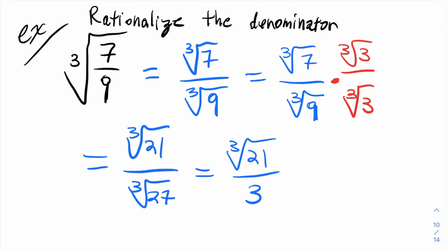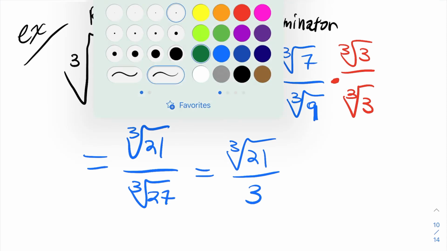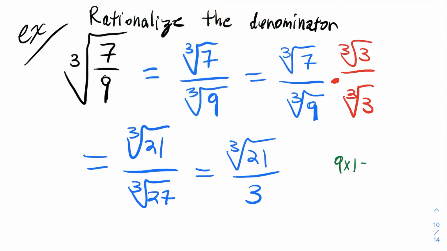So I was just looking through the list and I said, hey, 9 times 1 is not a perfect cube. 9 times 2 is not a perfect cube. 9 times 3 is a perfect cube, 27, because 27 is 3 times 3 times 3. So that's why I use that factorization.